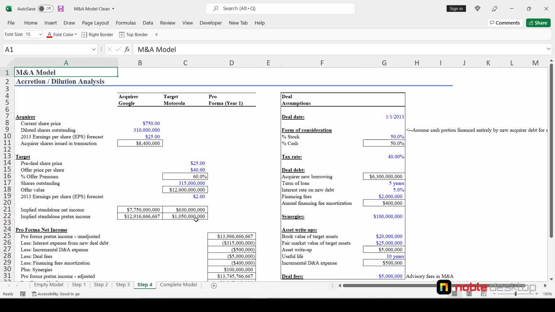But in addition to accretion dilution analysis, you have to perform many other analysis, not only quantitative but qualitative as well, to make sure that this is a good fit and this is a good move for both companies.